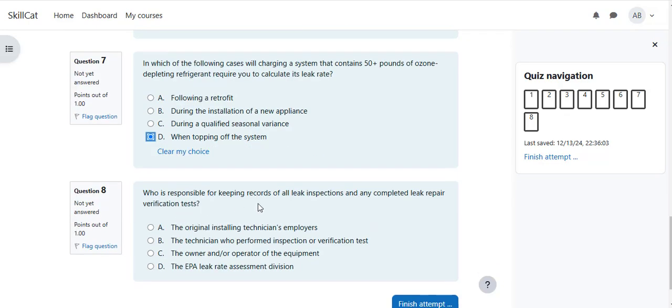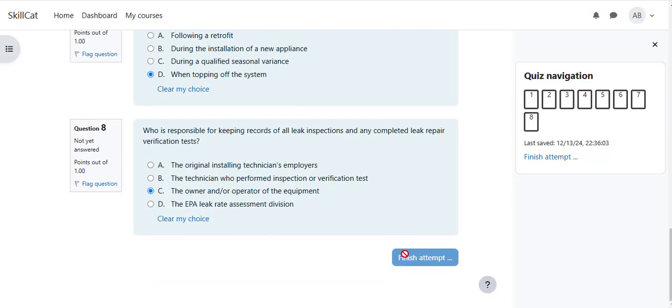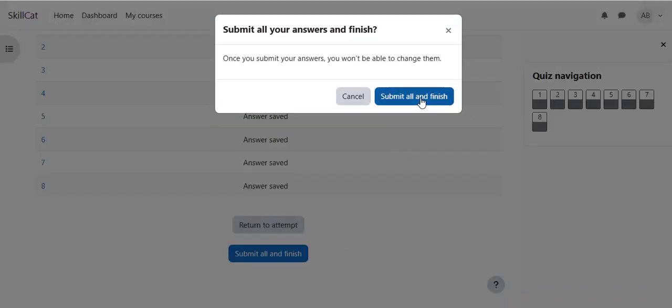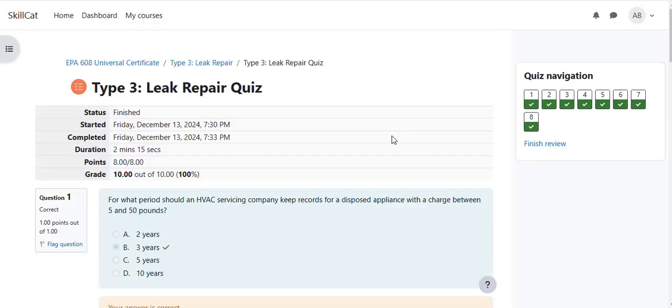Who is responsible for keeping records of all leak inspections and any completed leak repair verification tests? The original installing technician, the technician who performed the inspection, the owner and operator. Okay, finish. Submit. Okay, 10 of 10.